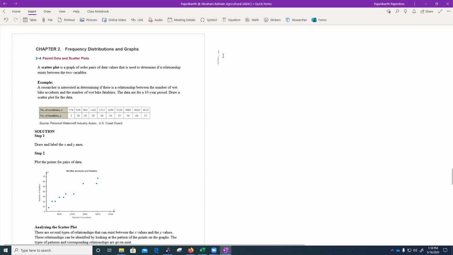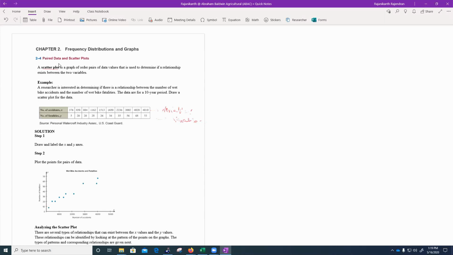2.4. Here we are going to look at the relationship between two variables. First of all, let's look at the definition of scatter plot. A scatter plot is a graph. We find the scatter plot by plotting the x and y values. My x and y values are the two variables. This is variable one, and this is my second variable, variable number 2.